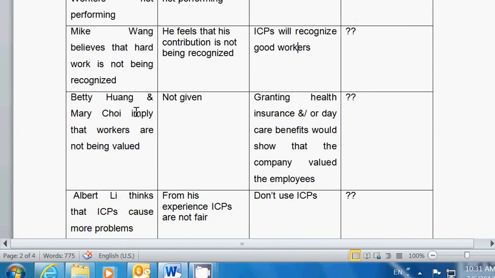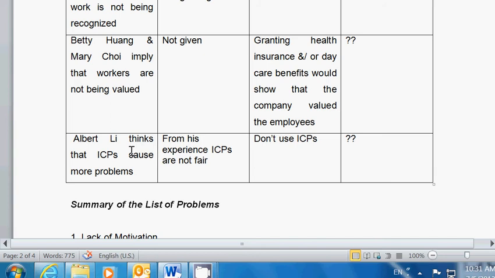Now, Betty Huang, Mary Choi, and Albert Lee don't disagree that that's a problem, but they also imply that workers are not being valued. Again, no evidence is given of this. Solutions are given, though, about granting health insurance or daycare benefits, and these would help to value the employees. Now, Albert Lee, he again doesn't question that that's a problem, but what he says is that the ICPs themselves are problems, and he bases this on his experience, and his solution is to not use ICPs.